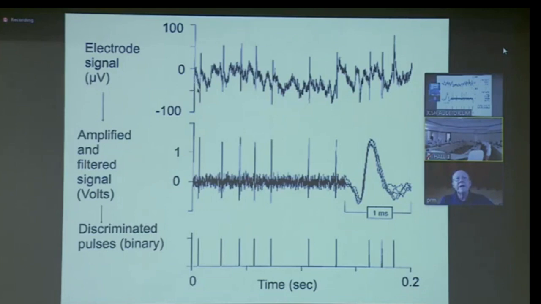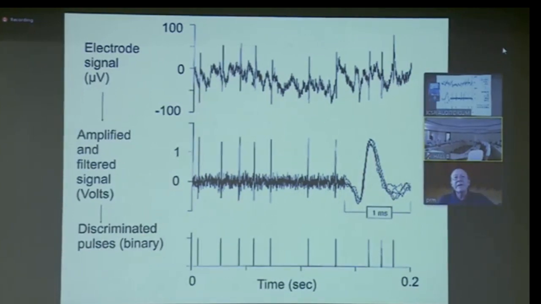You can see here these individual events. So this is in absence of any stimulus. This is ongoing activity of a single neuron. And you can see here these events. They're very, very rapid. They last for less than 1 millisecond.